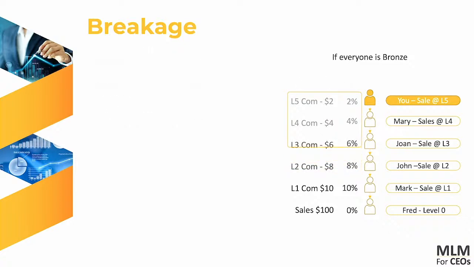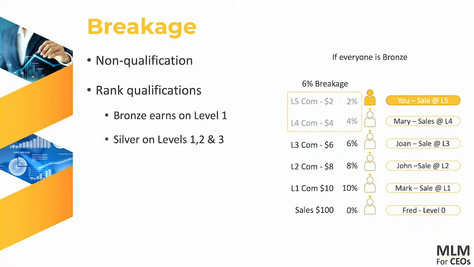Now, let's say everybody in the team is a silver. Now, silvers earn on, say, level 1, 2, and 3. That means the system would go up. Mark's a silver, pay him 10%. John's a silver, pay him 8%. Joan is a silver, pay her 6%. Mary is a silver, therefore doesn't qualify for level 4. Don't pay her anything. You are silver, don't qualify for level 5. Don't pay you anything. That means that we retain 6% in breakage.